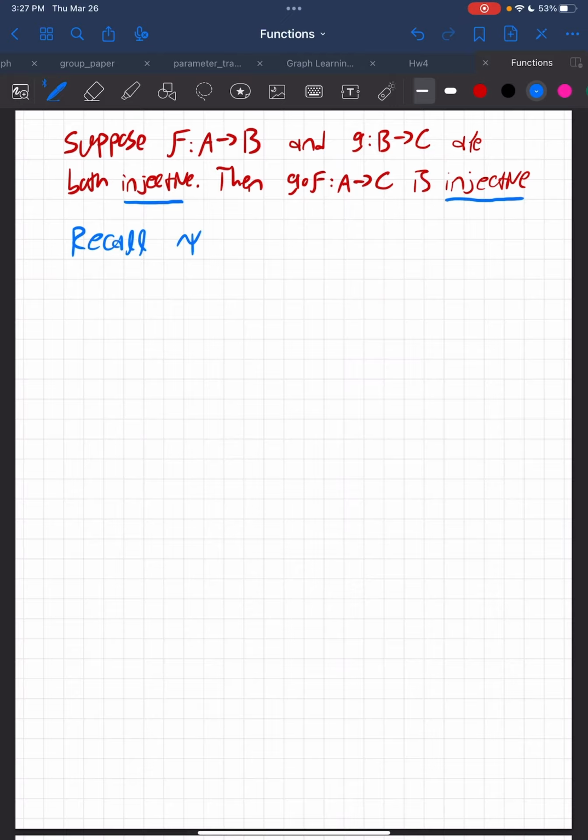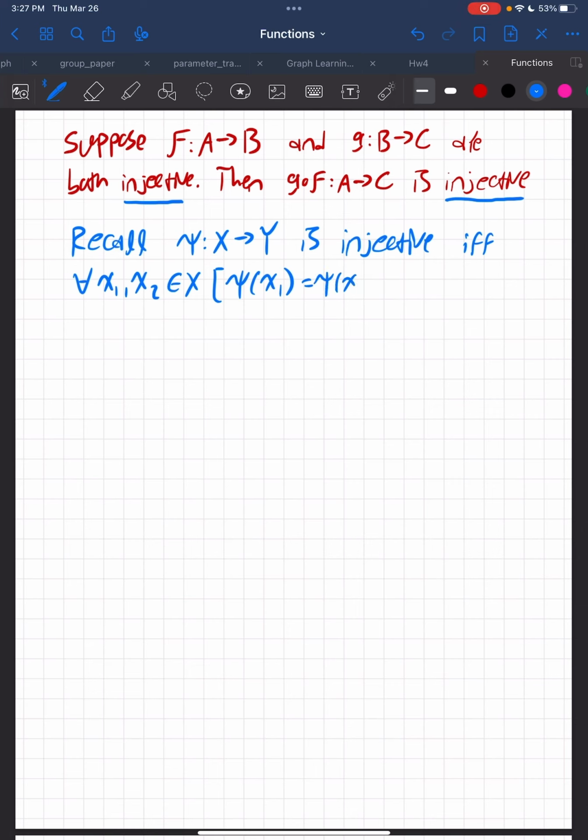Recall that a general function psi from X to Y is injective if and only if for all x1 and x2 in X, psi of x1 equals psi of x2 implies that x1 equals x2. For this particular problem, this is the characterization of injectivity that's easier to work with. After you've written all the relevant definitions, you begin the proof.